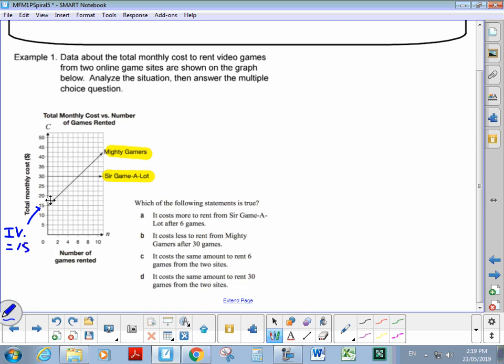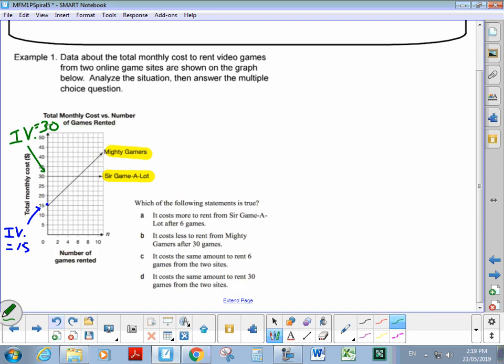So what does that mean? For Mighty Gamers, if I want to rent the game for 0 days, it's like a down payment, I have to give them $15. And then there's a unit rate. I'm going to pay so much per day. Now, the other graph, Sir Game a Lot, sorry, that was Mighty Gamers, Sir Game a Lot, here's their initial value. And their initial value is $30. So it's more expensive to go to Sir Game a Lot to start because they charge $30 before you even get to play.